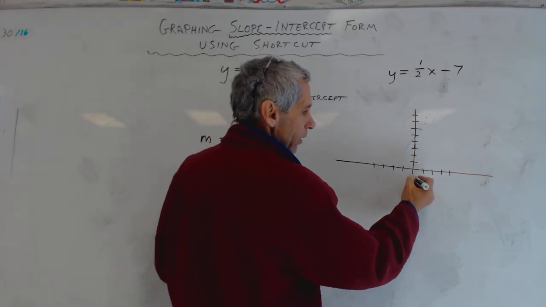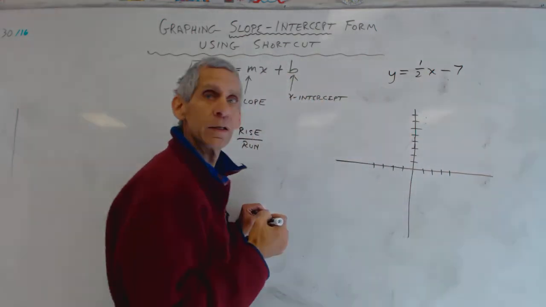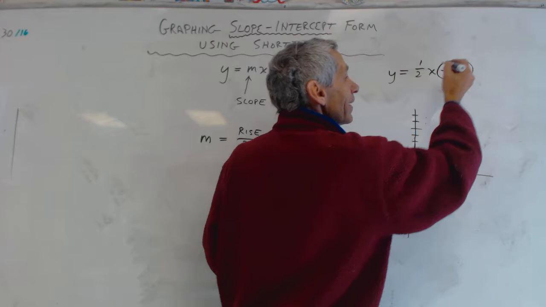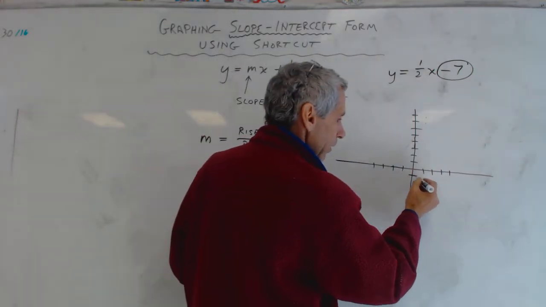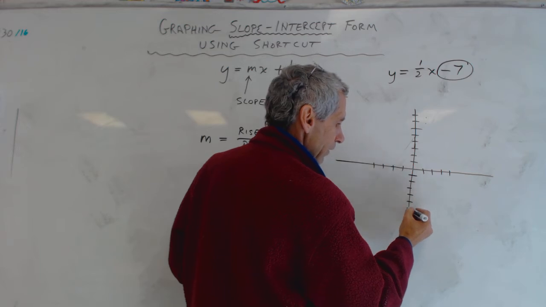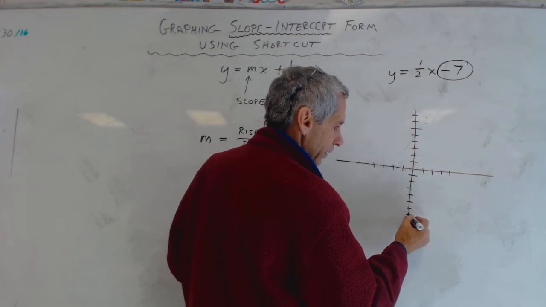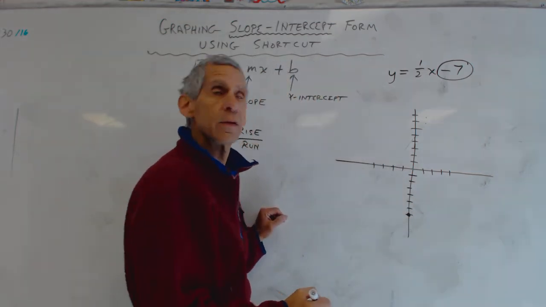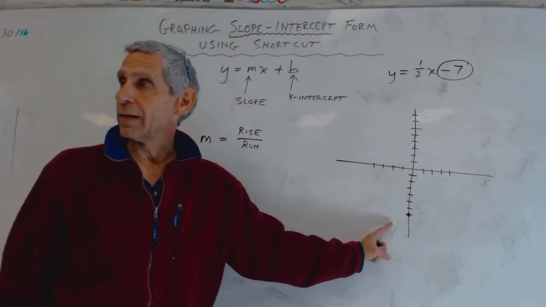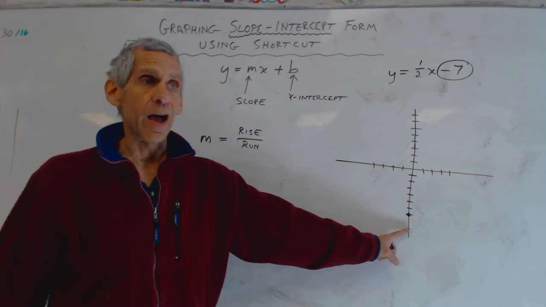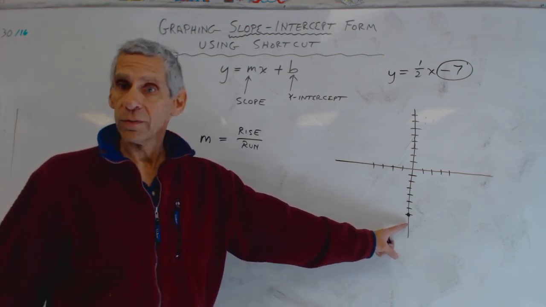So immediately though, I know I got to go down to where? Not 7. Negative 7. The sign that's in front of it is important. So it means I got to go down 1, 2, 3, 4, 5, 6, 7, and I put a dot. Now, from that dot, I know that dot is part of my line. So I'm going to just start at that dot and do my rise over run.